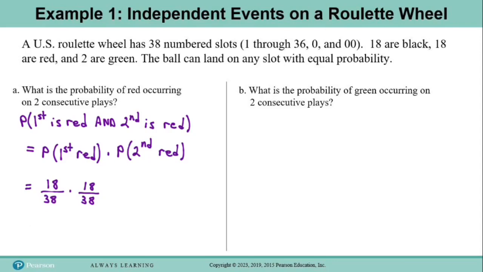So 18 divided by 38 times 18 divided by 38 gives us a simplified fraction of 81 over 361, and that is approximately equal to 0.224. And so now let's look at part B.